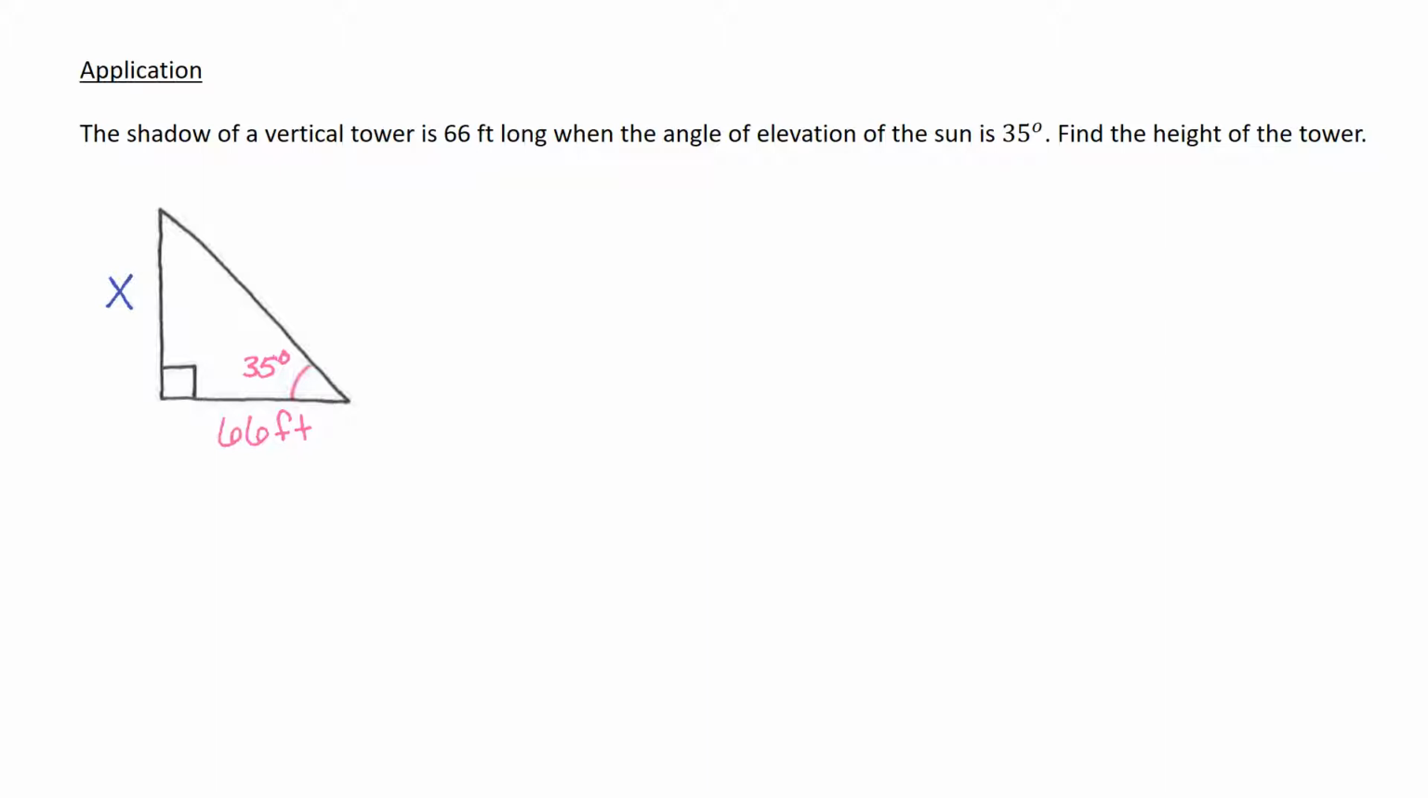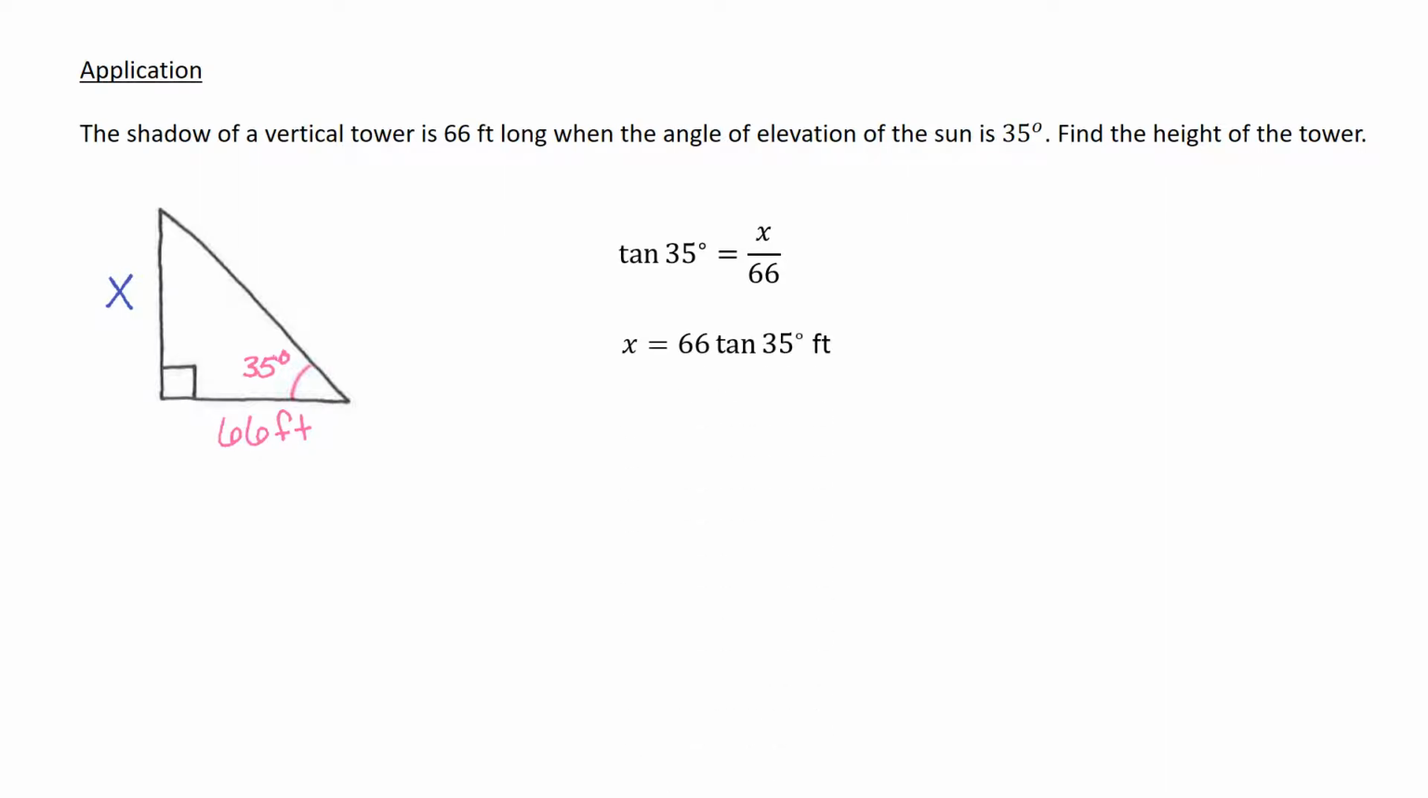Because I do not know two sides of the triangle, I cannot use Pythagorean theorem. So instead I have to think, which trig function can I use to solve this problem? So I have an angle. I want to know the opposite side length. I have the adjacent side length. So of sine, cosine, and tangent, the only one that deals with both opposite and adjacent is tangent. So we're going to use tangent theta equals opposite over adjacent. So we have tangent of 35 is x over 66.